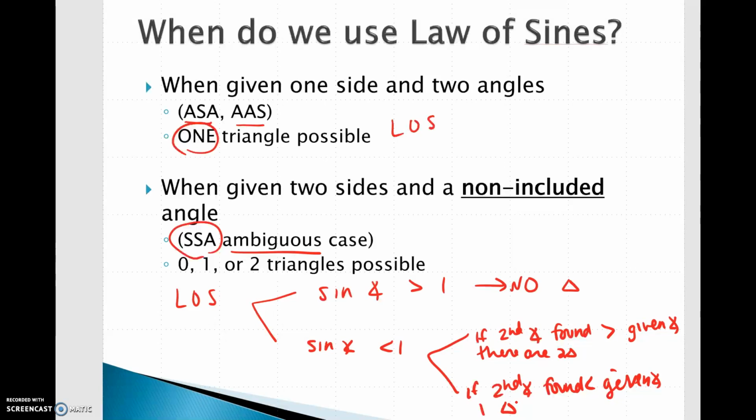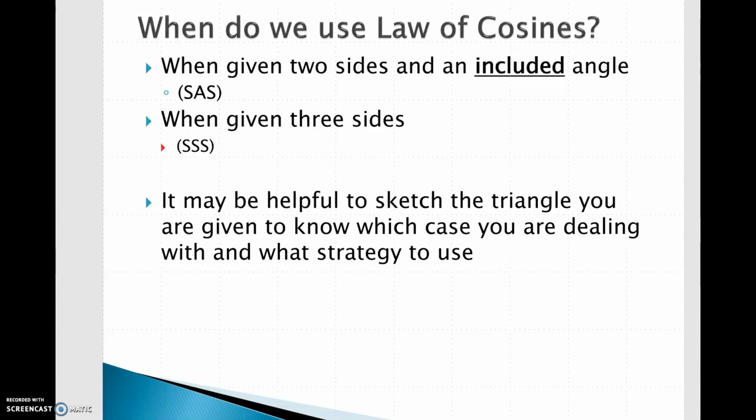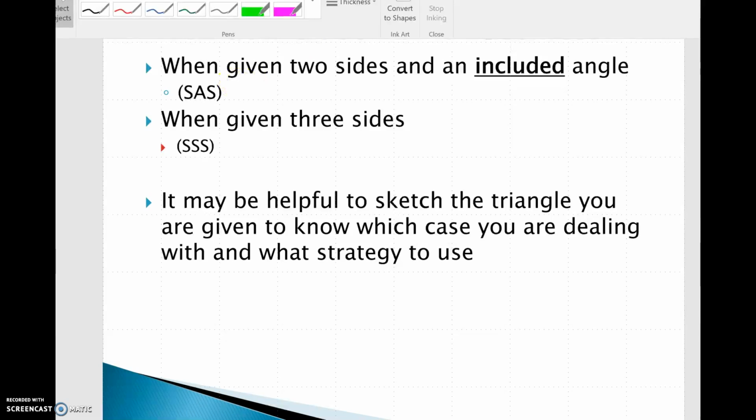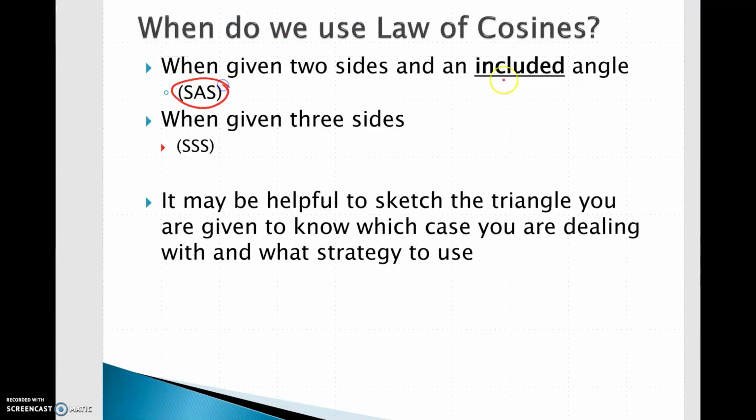Now what we're going to do is take a look at another formula called Law of Cosines. Law of Cosines is good for us when we have either two sides or three sides of our triangle. So we will use it when we are given a side angle side scenario, and in this case this is the included angle, or if we are given three sides of a triangle. And as I mentioned the other day, it's always helpful to sketch the triangle so that you know exactly what you're working with, so that you don't confuse a side angle side with a side side angle scenario.